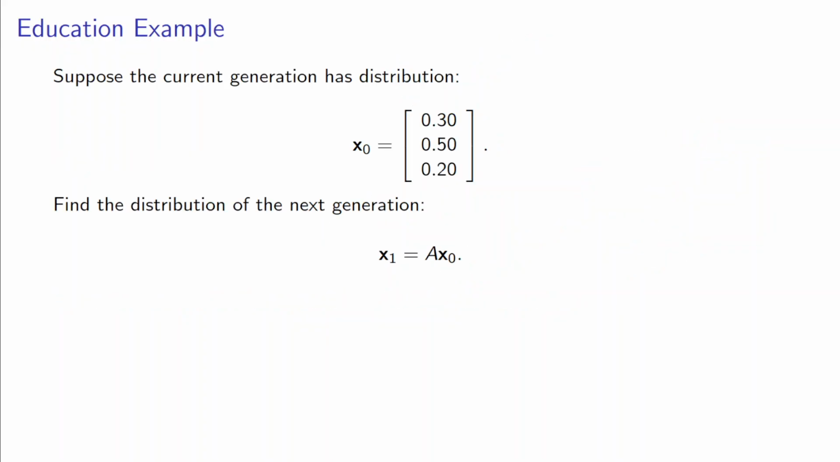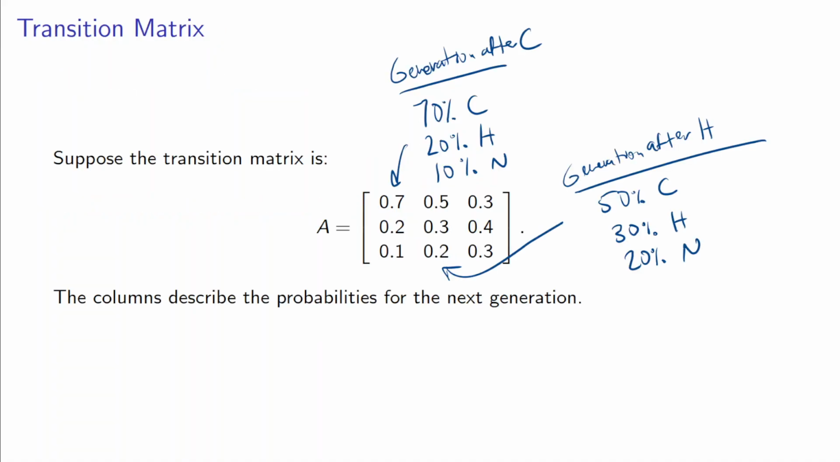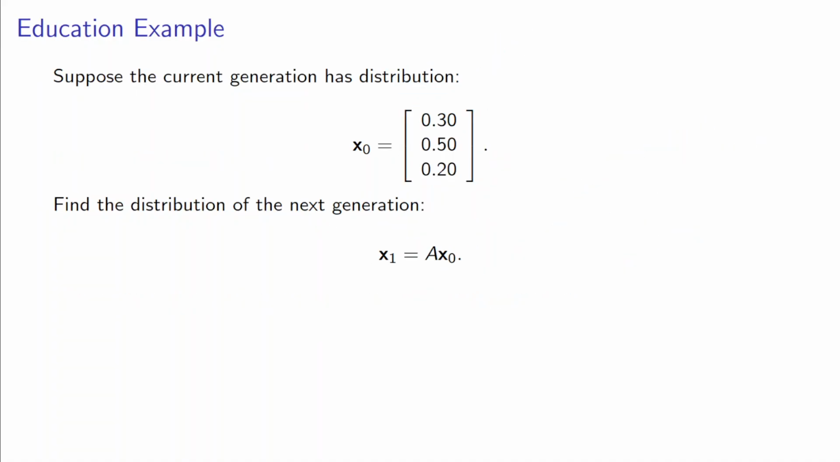So suppose the current generation has this distribution: 30% complete college, 50% high school, 20% not high school. Find the distribution of the next generation. We would take our matrix A, given here, and multiply it by x0. If we put that in our calculator, we would find that that distribution would be 0.52, 0.29, 0.19.